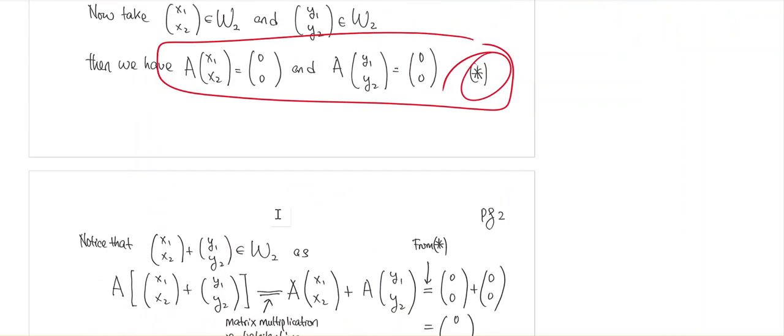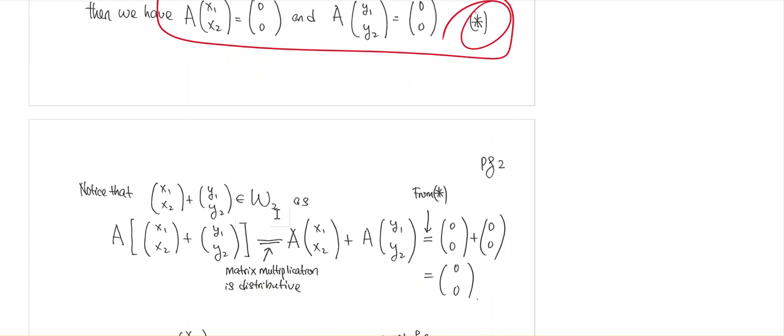Now we want to verify that after we add them, the result is still in W2. How do you do that? Let's just add them and hit it with A and see whether or not you get 0, 0. So we put A here and then put this vector addition to add up these two vectors. We can distribute A because matrix multiplication is distributive. So this part here is really equal to this, because you can distribute the matrix A.